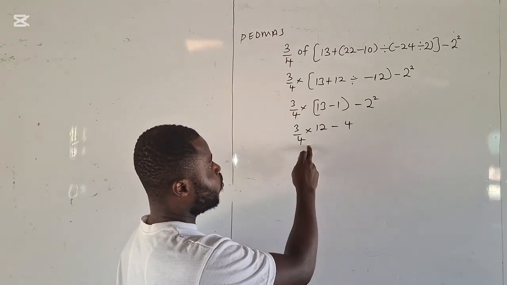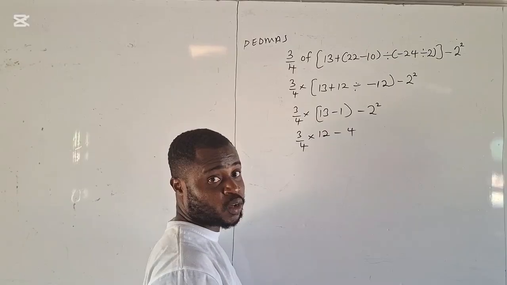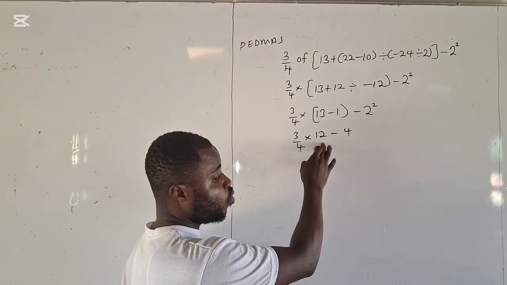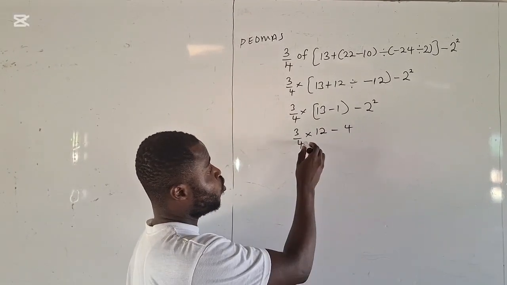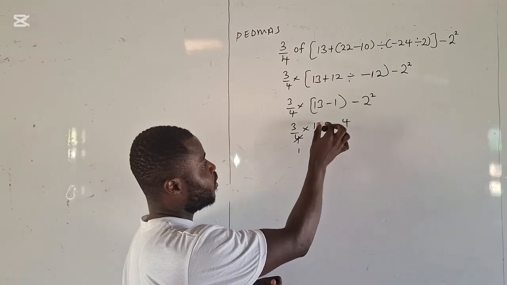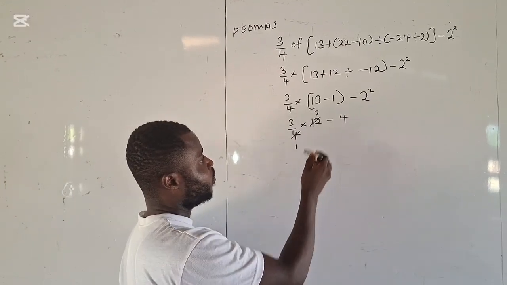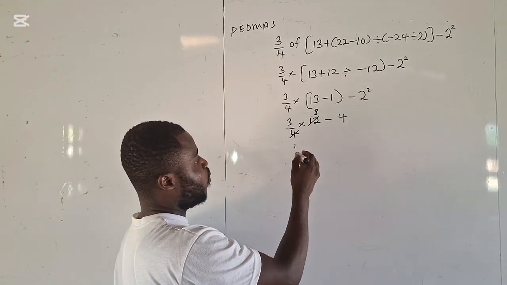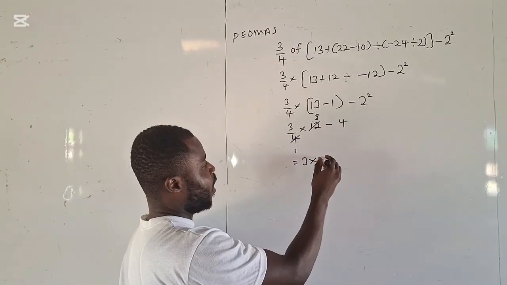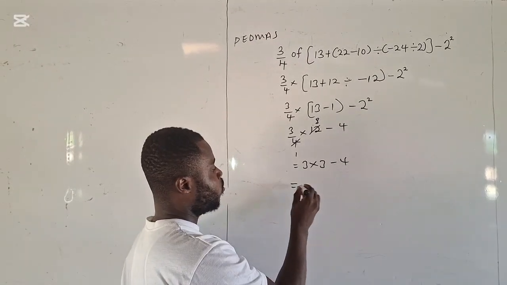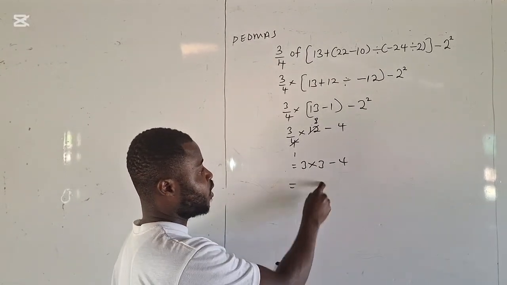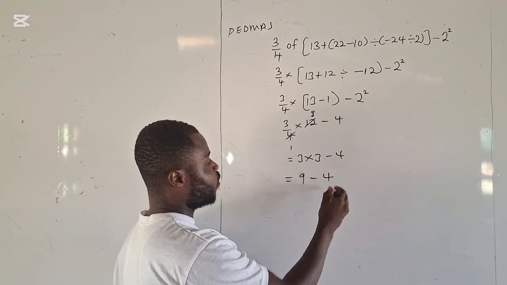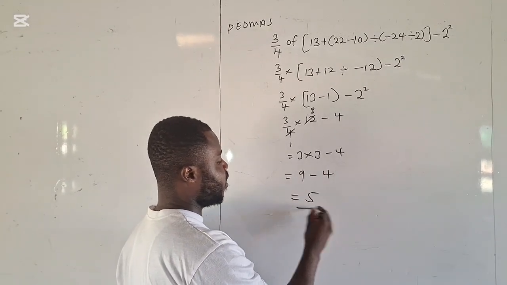Now we have multiplication and subtraction. Which one first? Multiplication first. Can 4 go into the 12? Yes. So 4 divides itself 1, 4 divides 12, 3. Now we have 3 times 3 minus 4. Multiplication first: 3 times 3 is 9, minus 4. So the final answer is 5.